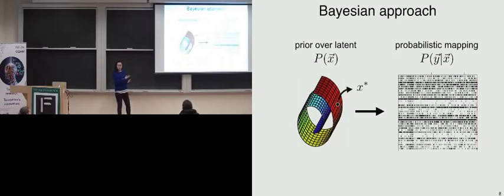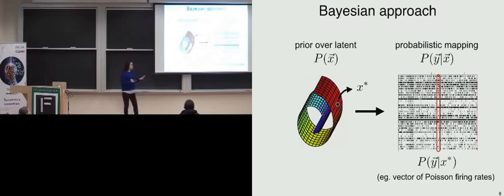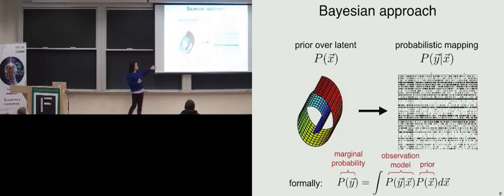So if we know these two components, we can sample X star from P of X, and then we can generate the vector of Poisson spike rates using the probabilistic mapping. Formally, we can get the marginal probability, which is the distribution of the neural activity, by taking the integral of P of Y given X multiplied by P of X over X. But what we really care about is the prior P of X and the probabilistic mapping P of Y given X.